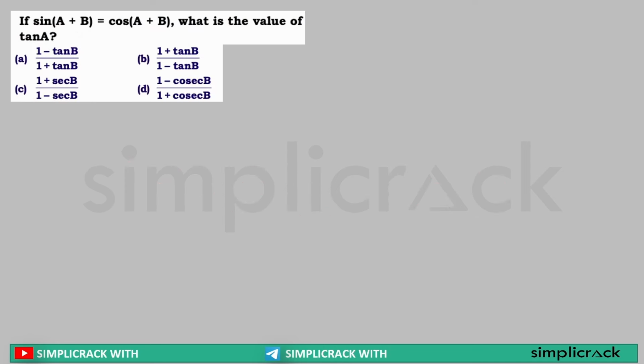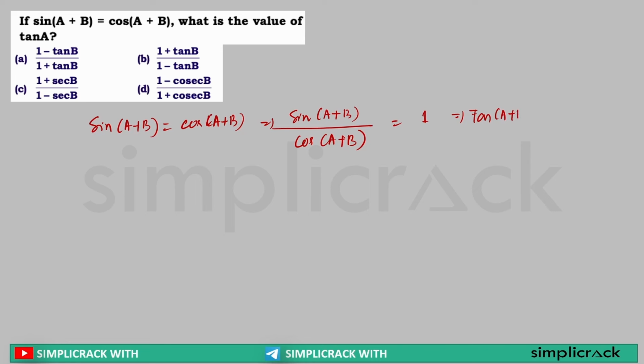Next. It is a very interesting question. It is asking, sir, if sin(A plus B) is equal to cos(A plus B), what is the value of tan A? Sir, sin(A plus B) is equal to cos(A plus B). That means I can write sin(A plus B) divided by cos(A plus B) is equal to 1. Yes or no? Sir, sin(A plus B) by cos(A plus B) can also be written as tan(A plus B) is equal to what? What is the value of 1? Sir, it is tan 45 degree. Yes or no? Yes. Or I can keep it as 1.